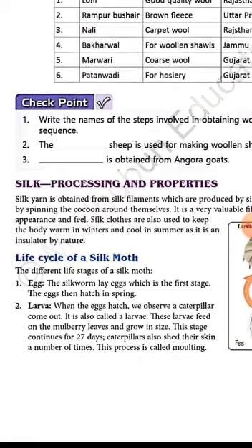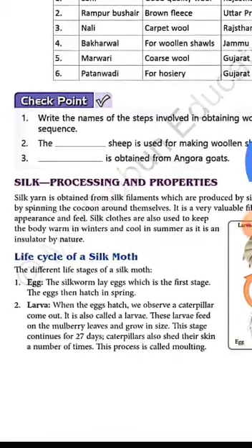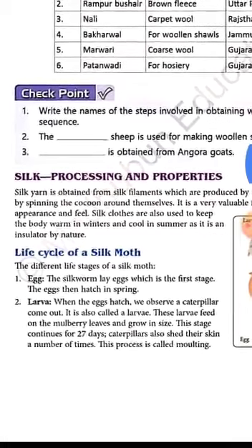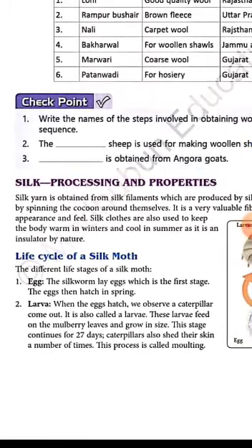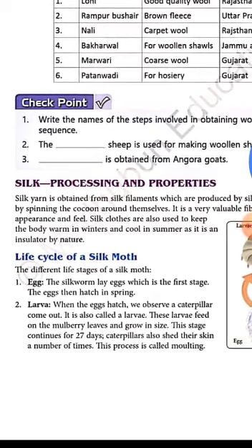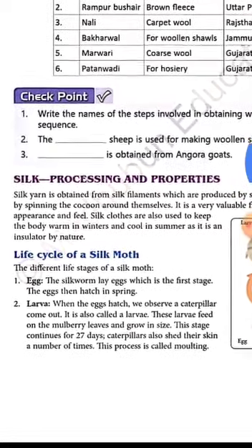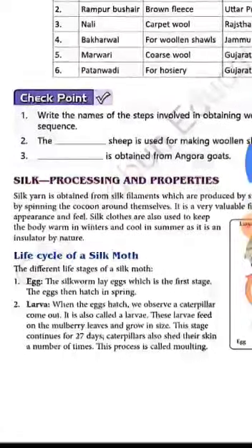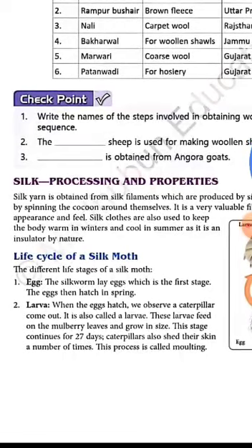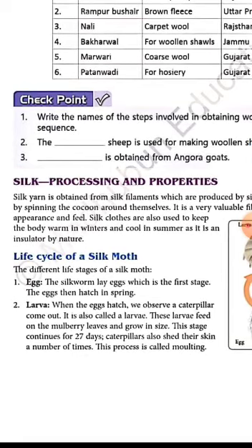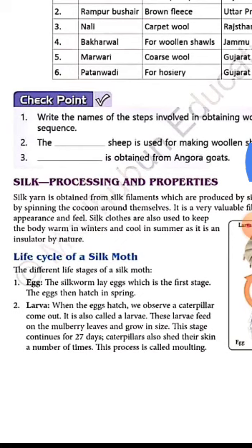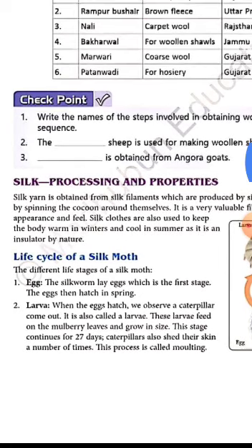After hatching, then larva comes out, which is the second stage. So when the egg hatch, we observe a caterpillar which looks like a worm. It is also called as a silkworm. So these larvae feed on the mulberry leaves and grow in size. So this stage continues for 27 days. Caterpillar also shed their skin a number of times, which is called as molting. So molting is a process in which the caterpillar shed their skin and grows in size.